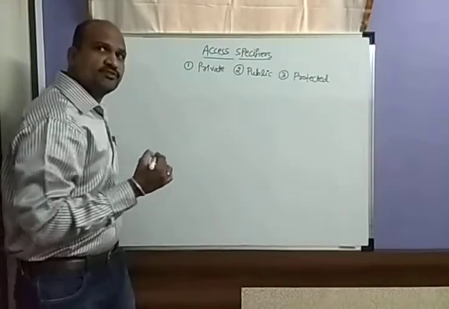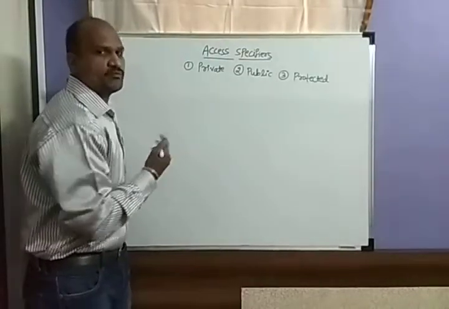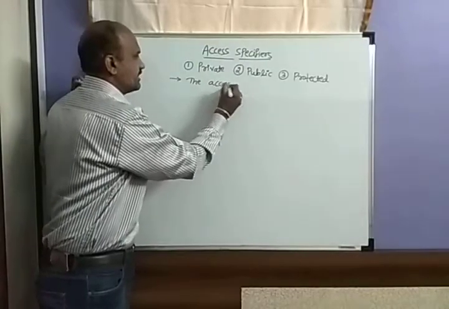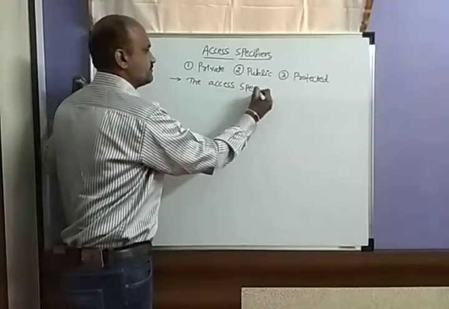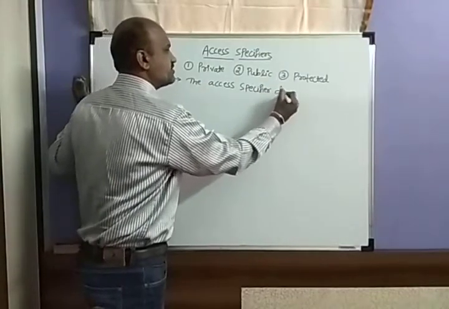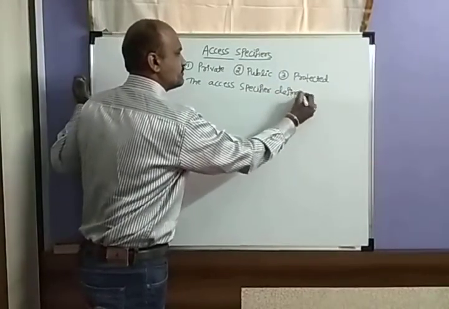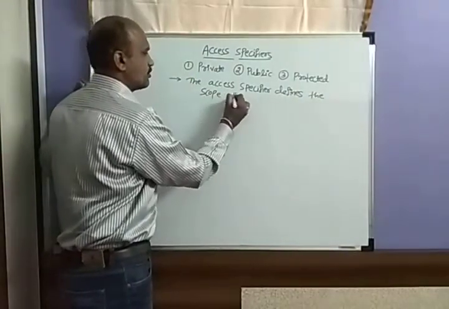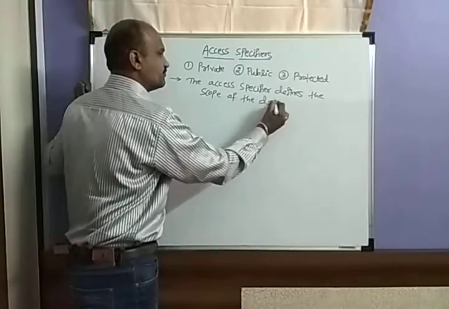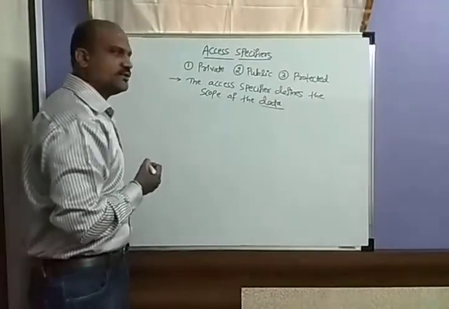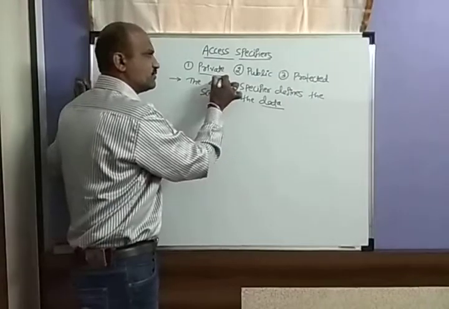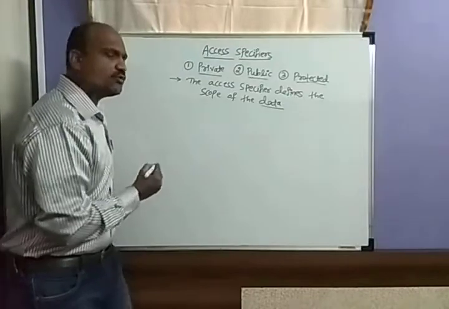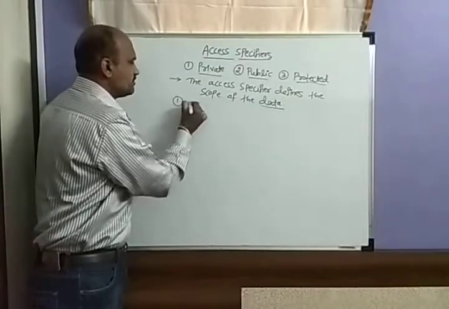The access specifiers define the scope of the data. What is the scope? What does it contain? The scope of the data. That is a simple definition of access specifiers. There are three: one is private, one is public, and one is protected. First we will discuss private.